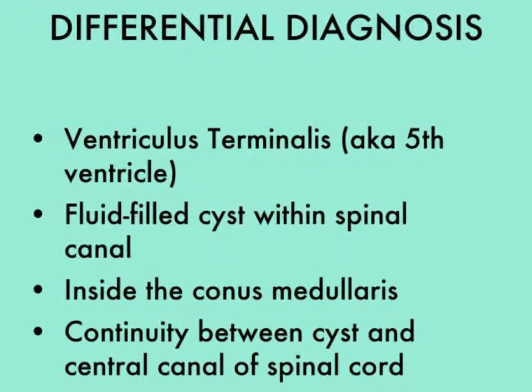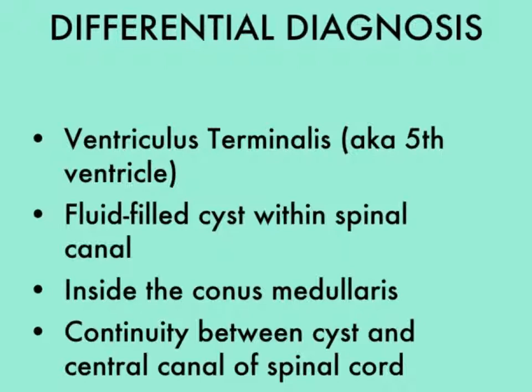The first differential diagnosis I will discuss is the ventriculus terminalis. This is also called the 5th ventricle. And unlike the filar cyst, it is located inside the conus medullaris, or the tapering of the spinal cord, rather than below the conus medullaris, like the filar cyst.